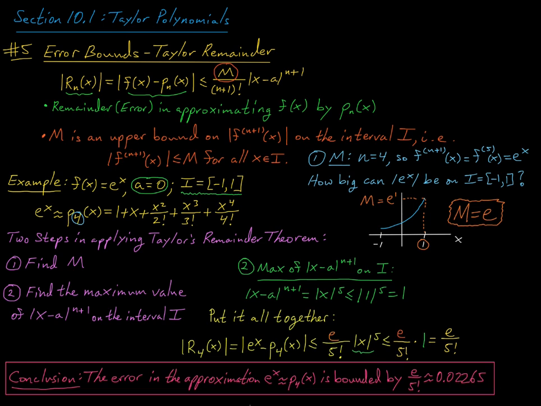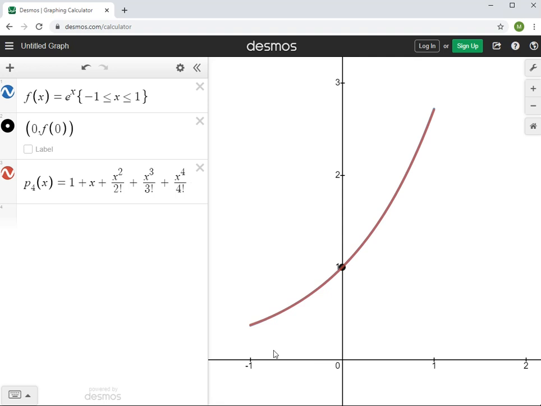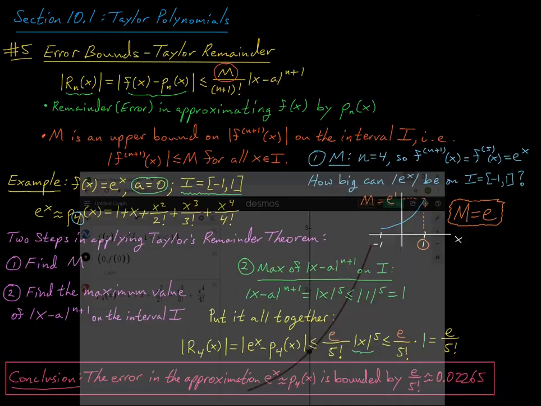0.02265. So again, going back to this picture, what Taylor's remainder theorem guarantees is that if I use P4 of x to approximate f of x, my error can be no larger than about 0.02. Of course the error might be less than that, and if I'm really close to the base point, we're almost certain that the error is less than that number. But the point here is that that bound works for all values of x on this entire interval.